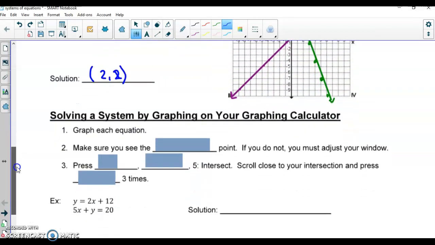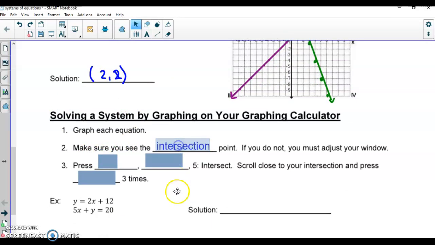calculator to tell me how to see the graph, see that point of intersection, make sure first we see the intersection point in my graph window display. If not, adjust the window. Now for the calculator to tell me where that point of intersection is, we're going to press second calc. Number 5 is intersect. And then we can scroll to the point of intersection and press enter 3 times.